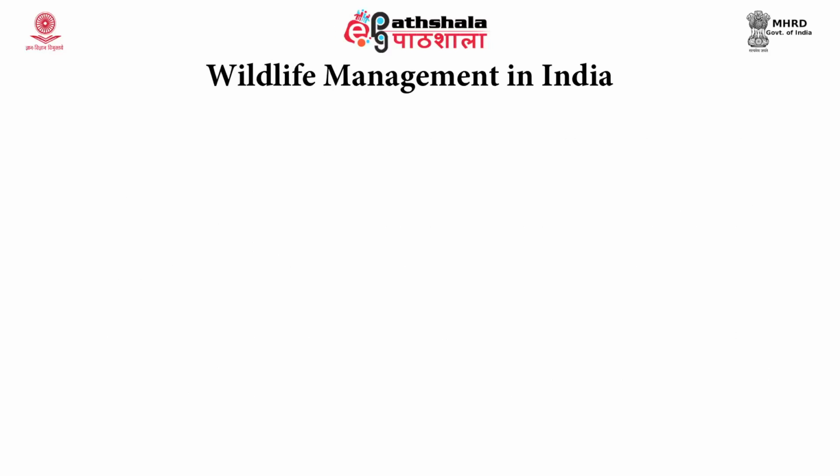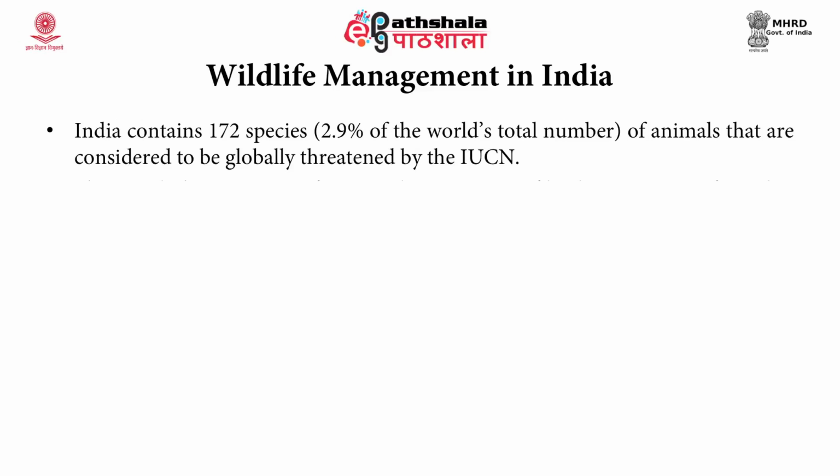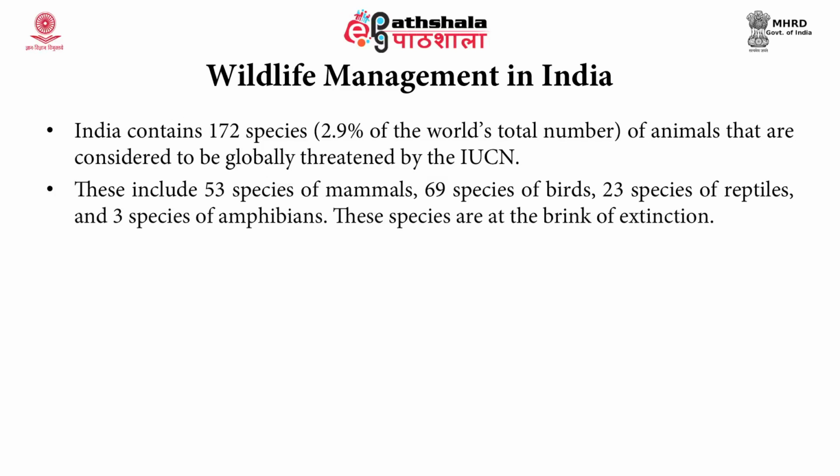Now, coming to our next topic, that is wildlife management and India. India contains about 172 species of animals that are considered to be globally threatened by IUCN. This constitutes about 2.9% of the world's total number and includes about 53 species of mammals, 69 species of birds, 23 species of reptiles and 3 species of amphibians.